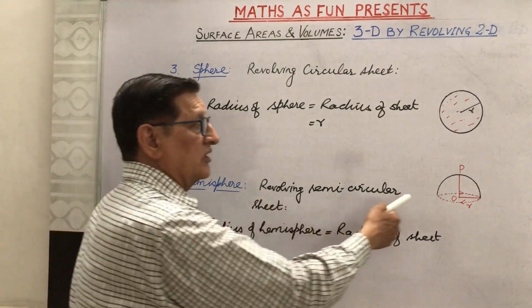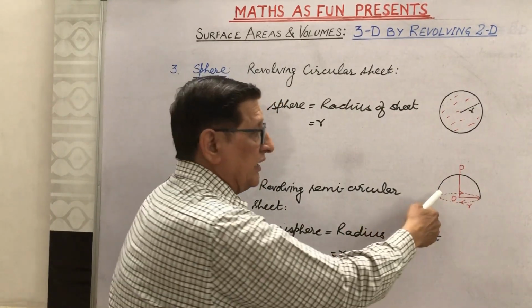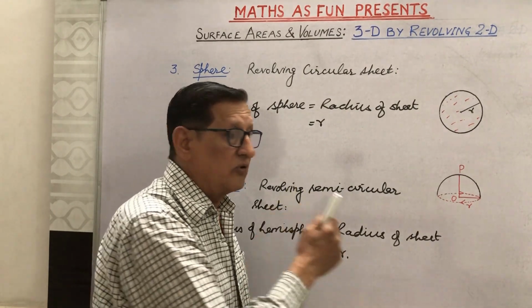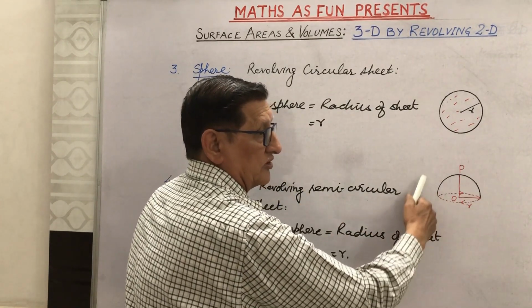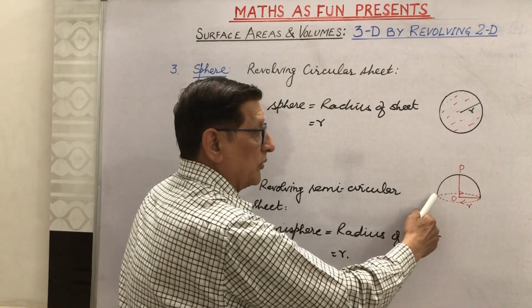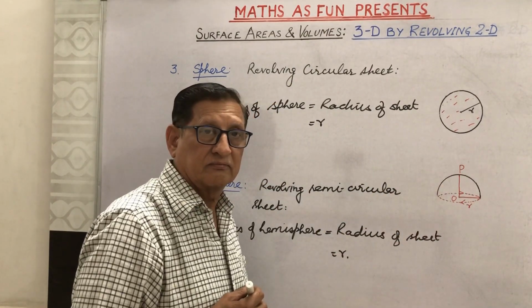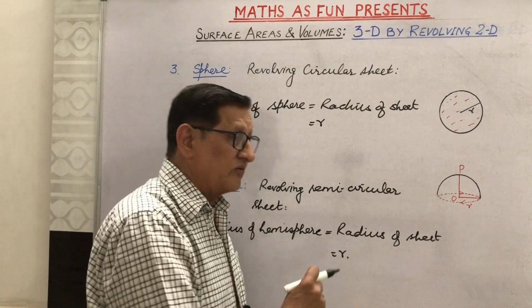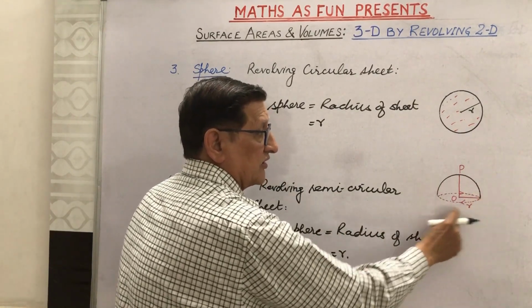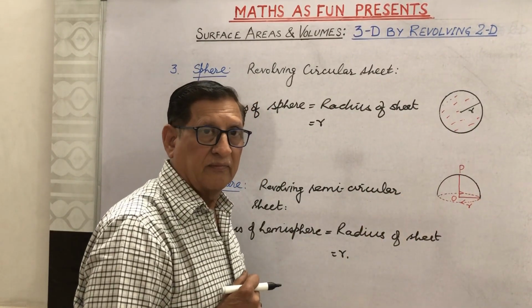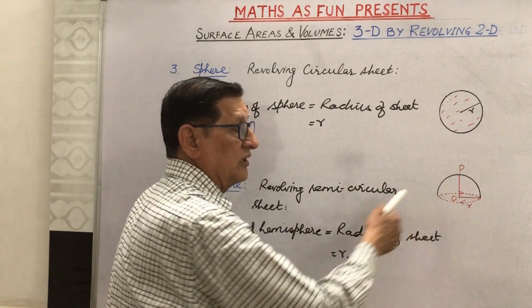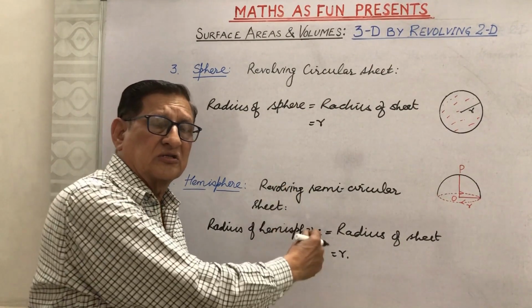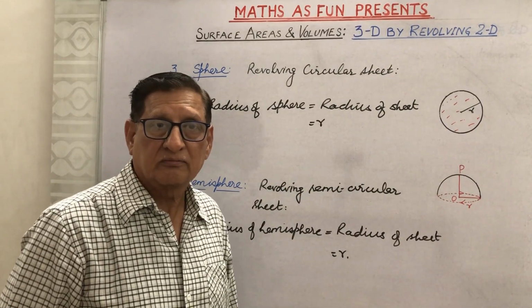And the next comes hemisphere. This is by revolving a semicircular sheet. If we take a semicircular sheet of radius r and revolve it about one of its radii which is perpendicular to the base, or you can say perpendicular to the diameter, then we find a hemisphere is formed like this. Here again we find that the radius of this will be the same as the radius of the sheet. This also you can see by the practical now.